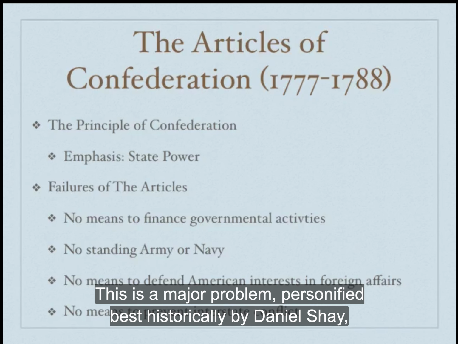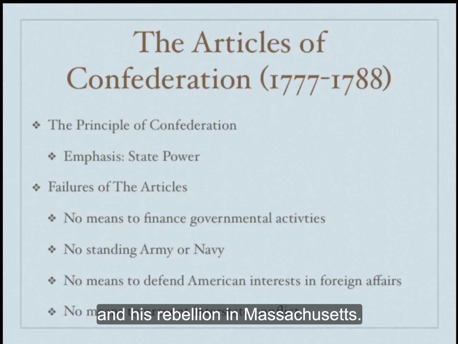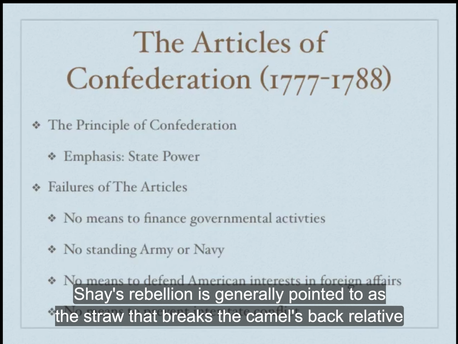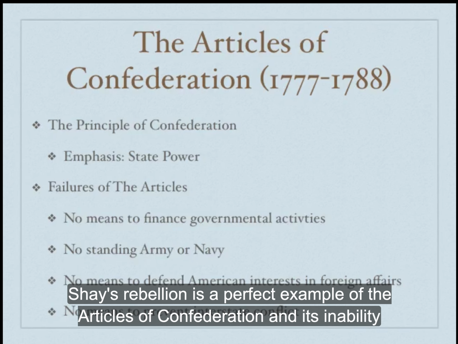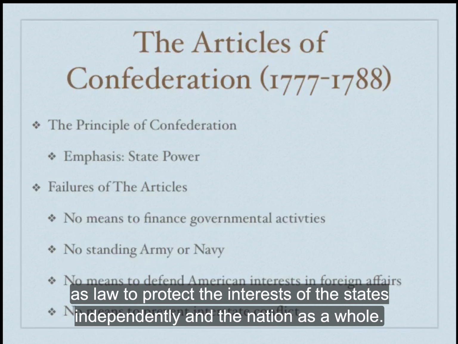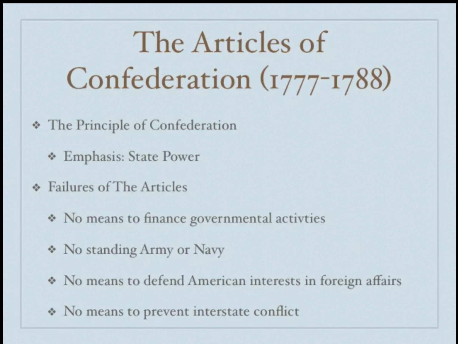This is a major problem, personified best historically by Daniel Shea and his rebellion in Massachusetts. Shea's rebellion is generally pointed to as the straw that breaks the camel's back relative to the Articles of Confederation. Shea's rebellion is a perfect example of the Articles of Confederation and its inability as law to protect the interests of the states independently and the nation as a whole.